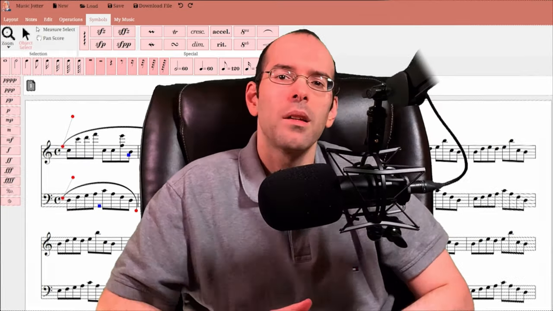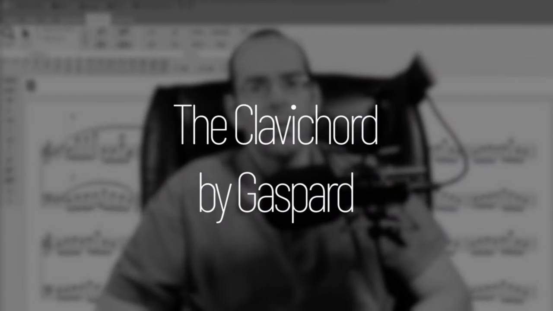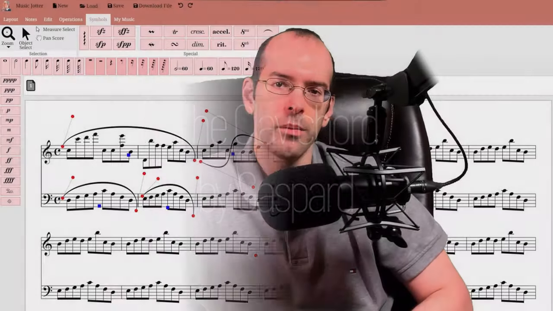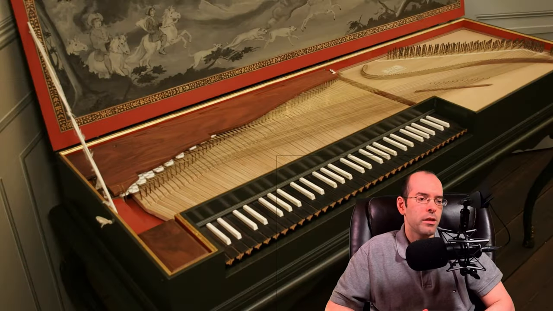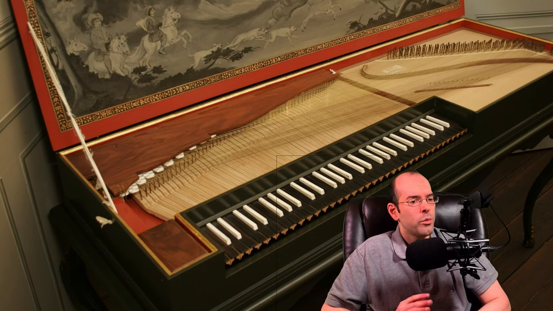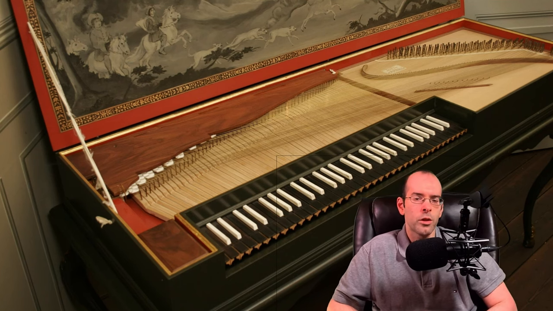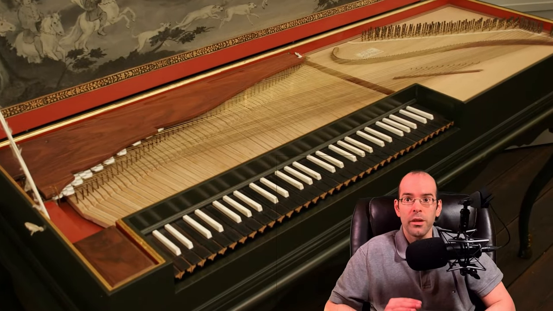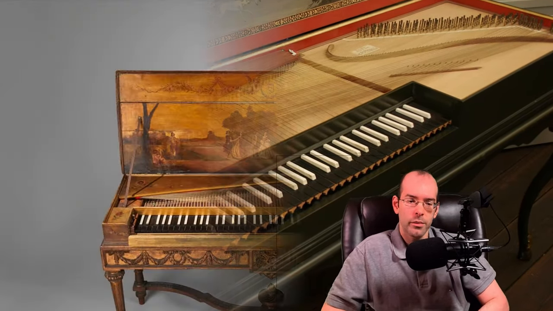I'm going to kick this video off with an early keyboard instrument, which is the clavichord. It's a highly articulated instrument, which just means that it's much more difficult to produce sustained notes. Therefore, the slur is extremely rare in this style of musical writing.